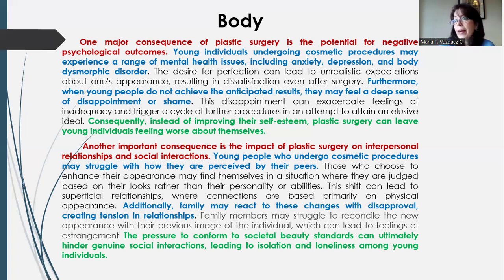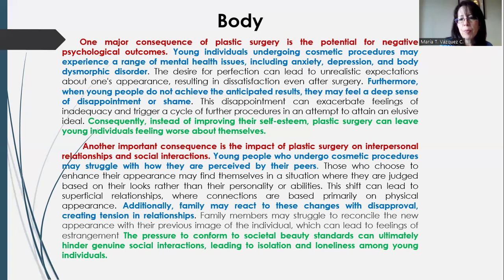Then if you only include that, that wouldn't be enough for developing the psychological outcomes. That paragraph would be poor. So here we have another main supporting idea that says, furthermore, when young people do not achieve the anticipated results, they may feel a deep sense of disappointment or shame. This idea is different from the previous one, but it's connected to the topic sentence, which is the psychological consequence. And then you have a detail about that idea.